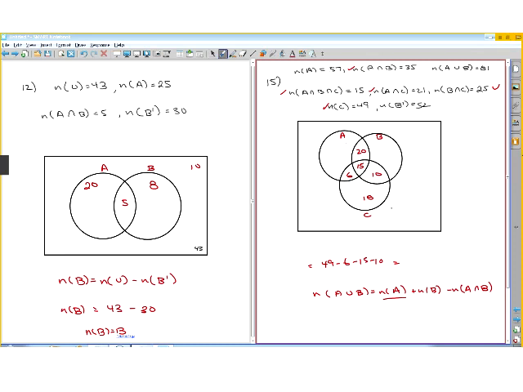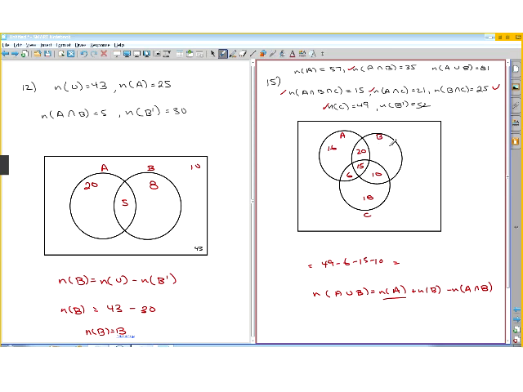So this is 57. So if you wanted to find this part, you take 57 minus 20, which would be 37, minus 15, which would be 22, minus 6 would be 16. So this one is 16.